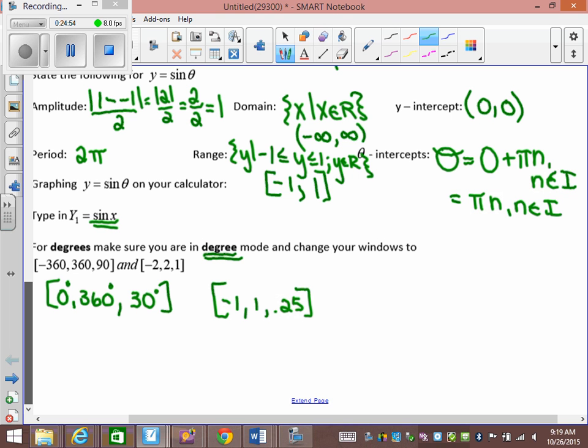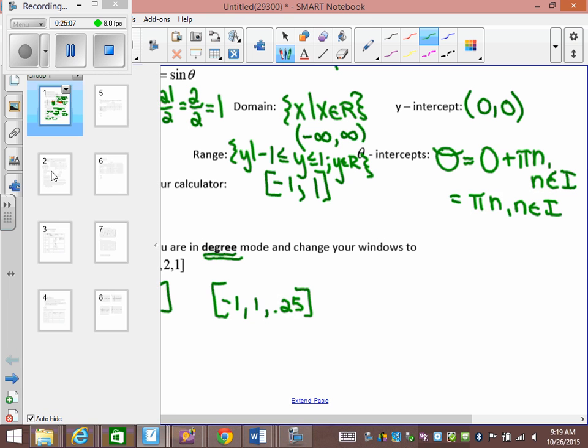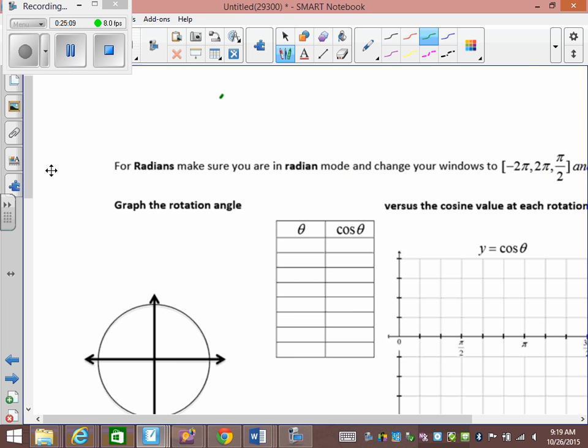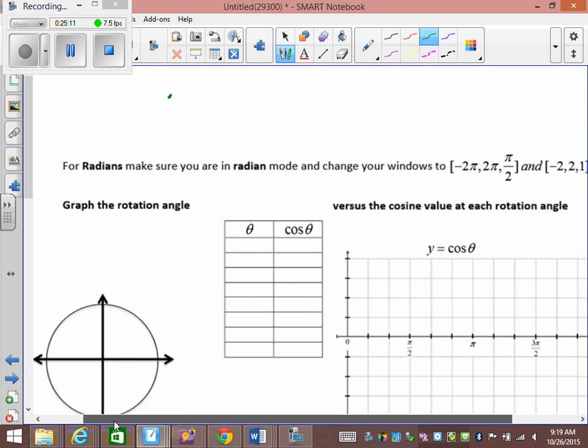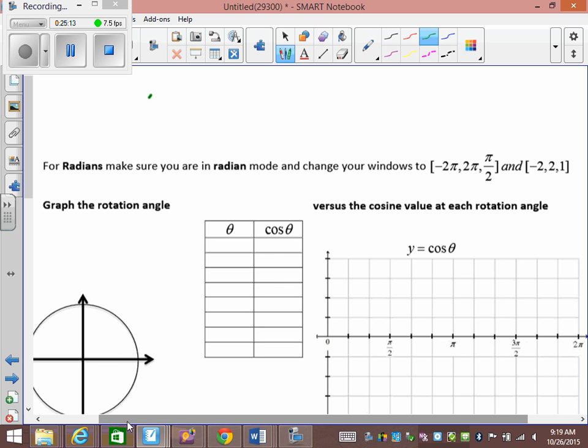Okay, flip over. Sine graph, cos theta, off from using points off the unit circle. So you're going to use the radian measure with the x variable. Okay, you try it.